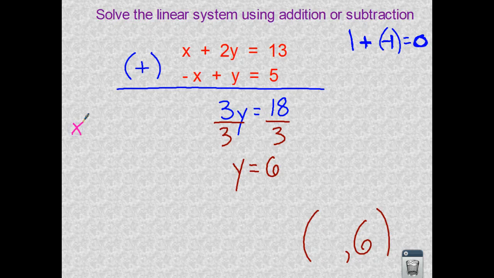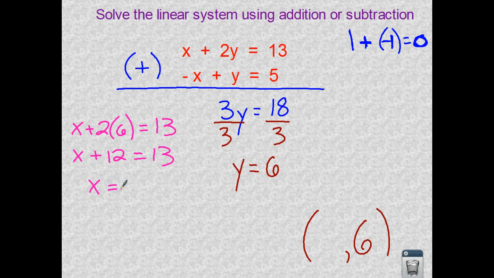So x plus 2, let's substitute in our y value, and that's going to equal 13. So x plus 12, and then subtract 12 from both sides. x should be equal to 1. And just as a proof, let's work the other equation and see if it works also.